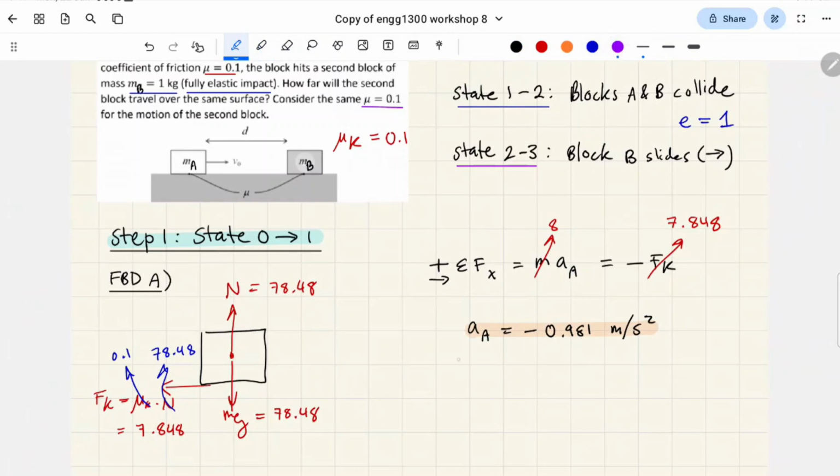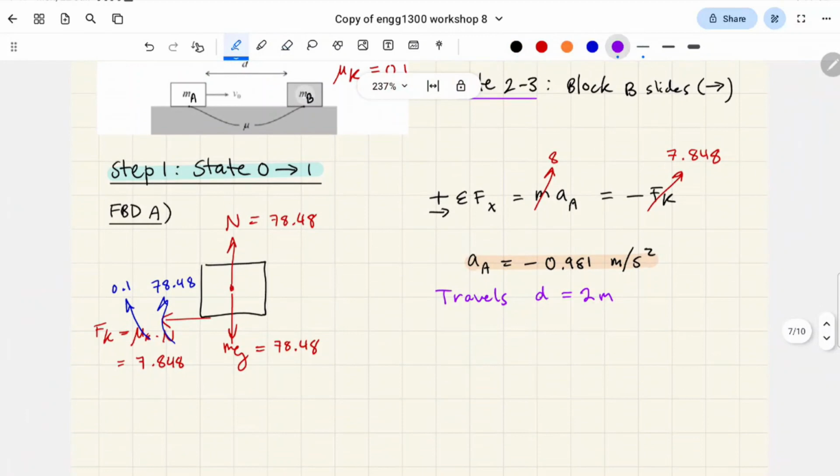And we were given that it travels a distance of 2 meters before hitting mass B. That's that distance here. All right, so I'm going to derive a function for the velocity of A.